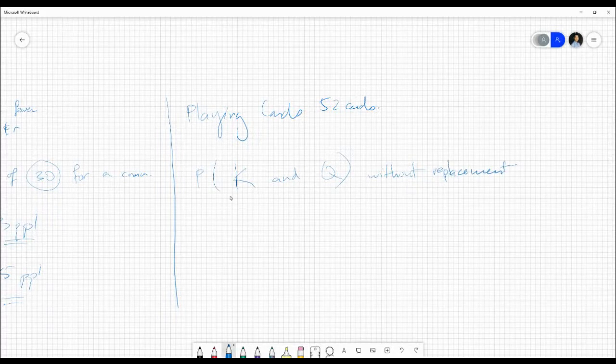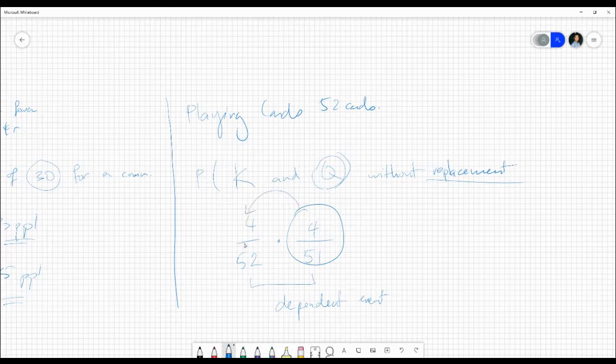Okay, so what does that mean? So the probability that I'm going to pick a king in the first card would be 4 out of 52, right? Now, assuming that I got the king correct, and I'm going to not replace it back, that means I only have 51 cards left over, and I still have 4 queens, so therefore I have 4 out of 51. This here is a dependent event, because the outcome of the second event depends on the outcome of the first event.